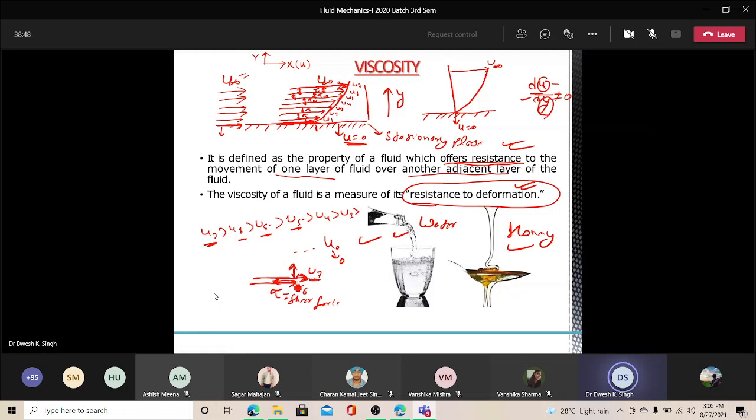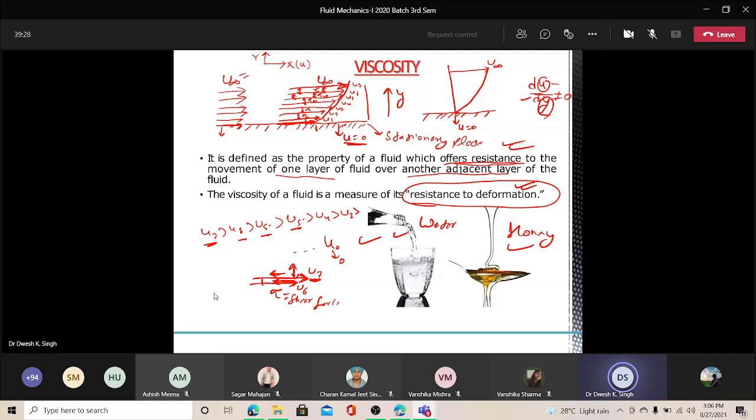Due to this, the U6 layer will try to resist the motion of the U7 layer. How will it resist? It will apply a force in the opposite direction, and of course that force should be parallel to the layer. If it is parallel, it will generate a shear effect. That shear force develops between the two layers because one layer is moving ahead of the other layer.